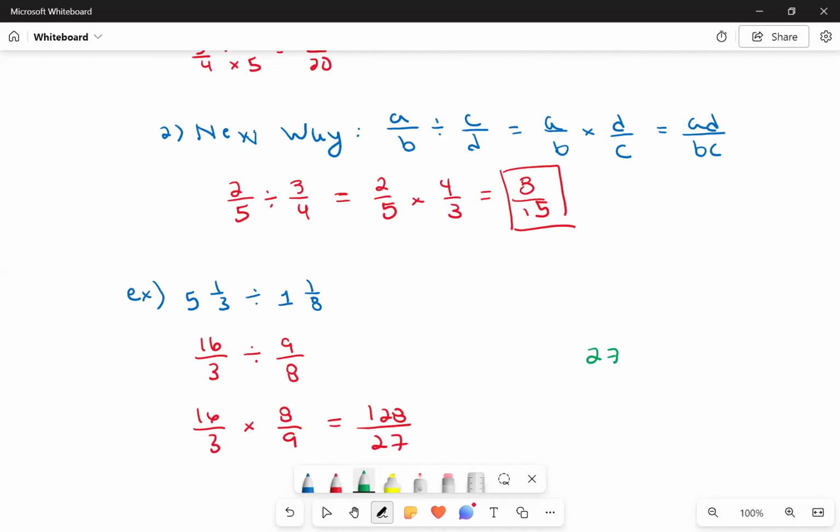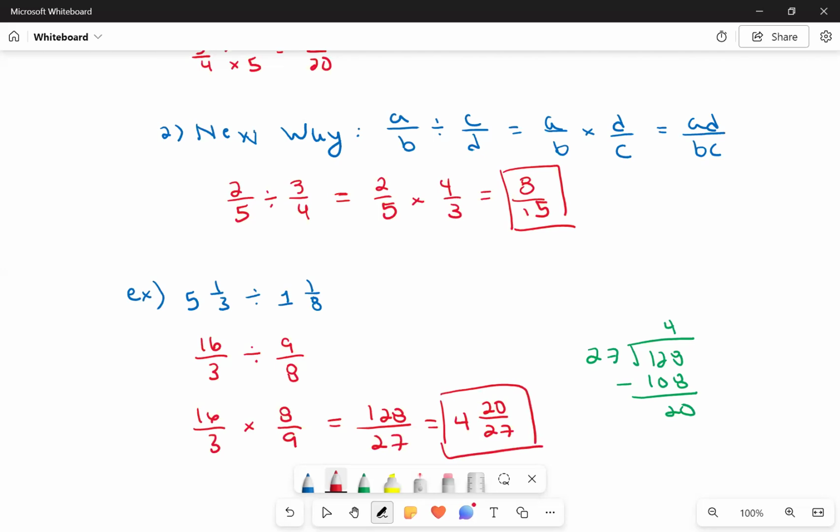Okay, so let's see. 27 into 128. I'll take a guess. Let's try it times 3. 81. No, not enough. Okay, 27 times 4 maybe? 108? Yeah, that'll work. So that'll give me a remainder of 20. So this is 4 and 20 over 27. And that's how we do division with fractions.